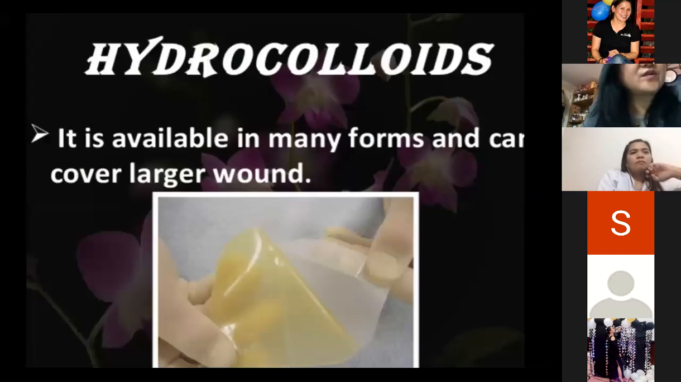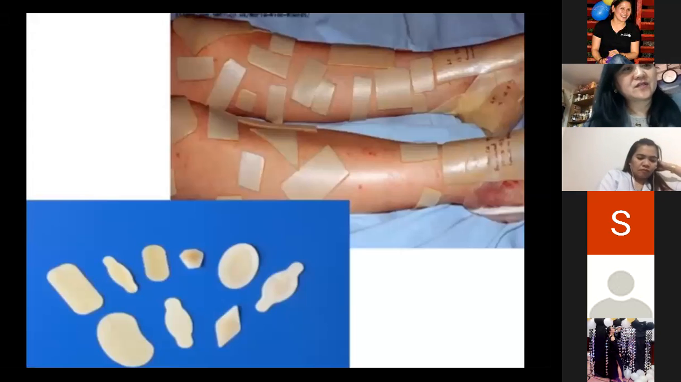We have also the hydrocolloids. It is available in many forms. That is, it is used for a larger wound. Ito siya. Ginagamit siya sa mga malalaking wound sa mga pasyente natin. It varies different size also.